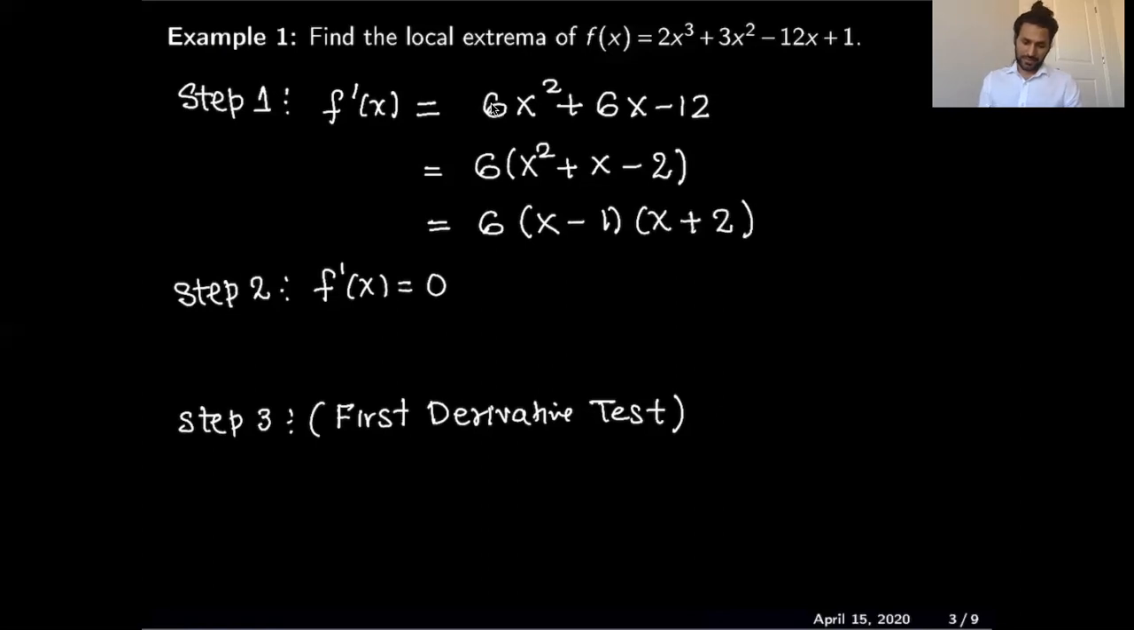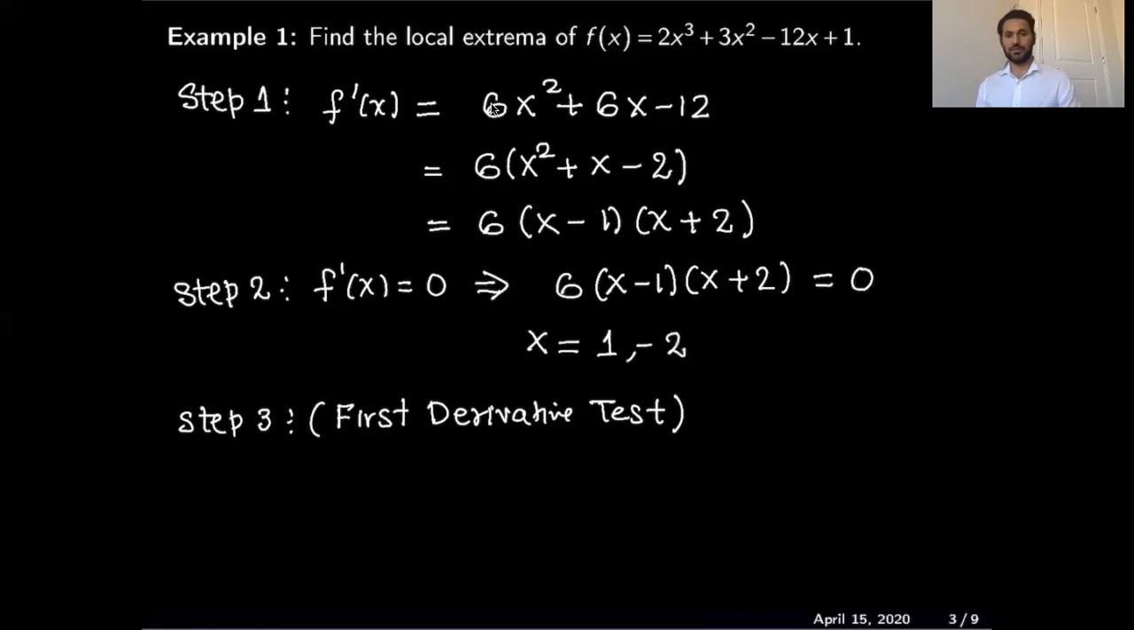If I set this derivative equal to 0, 6(x - 1)(x + 2) = 0, and find the value of x, my x will be 1 and -2. So these are the two values where the derivative of the function is 0. I will test these two values for local max and local min.